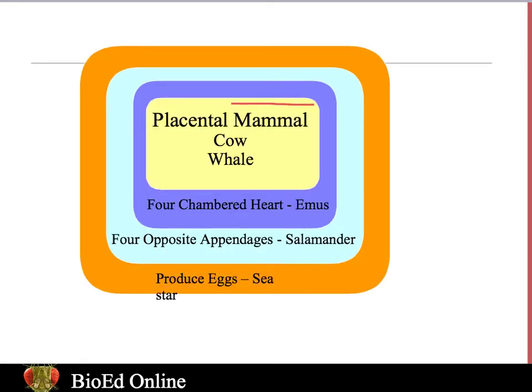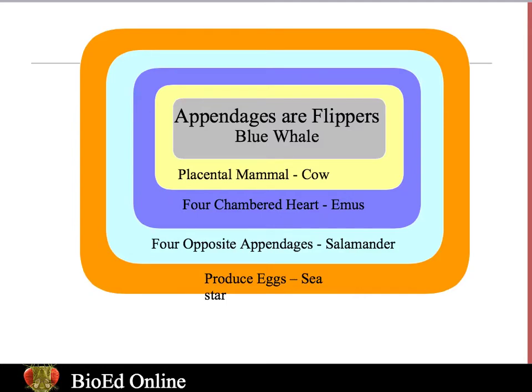Now we're using a placental mammal as our clade characteristic. So these are mammals that carry the young inside of their bodies and give birth to a fully developed baby. That would be cows and whales. Emus do not belong to this clade because they lay eggs, so they are not placental mammals. Again, salamanders are still out of the clade, and sea stars are still out of the clade. So the placental mammal clade only has 2 organisms. Final division is going to be appendages with flippers. So that's our blue whale.